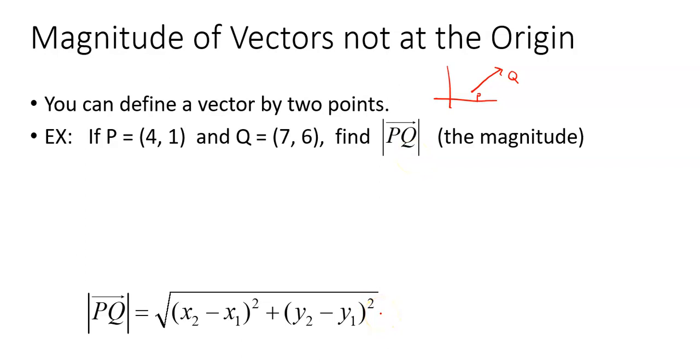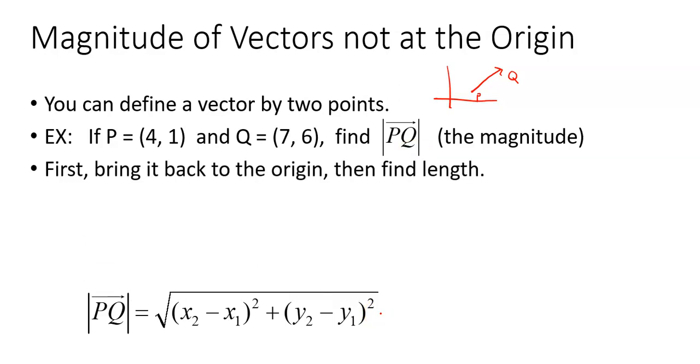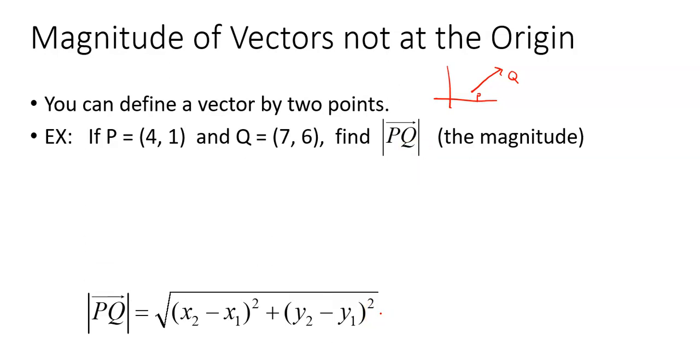Well, I've got a couple of choices as to how I can do this. One thing is I can bring it back to the origin, right? I mean, there is a formula. That formula down the bottom will give you the magnitude of PQ. But what if I bring it back to the origin first? Then I don't have to worry about memorizing a second formula. So how do I do that? Head minus tail. So take the end and subtract the beginning. So I'm going to do that for the x-coordinates. I'm going to do that for the y.